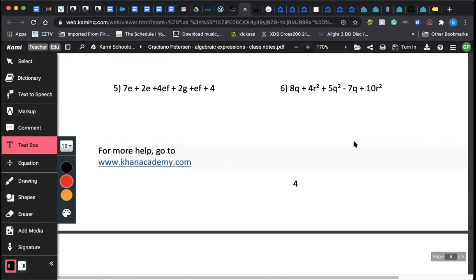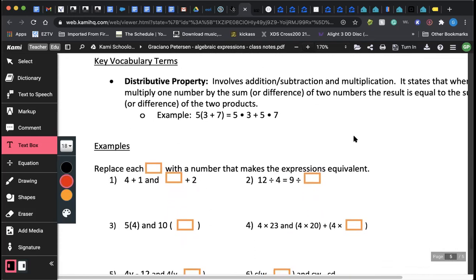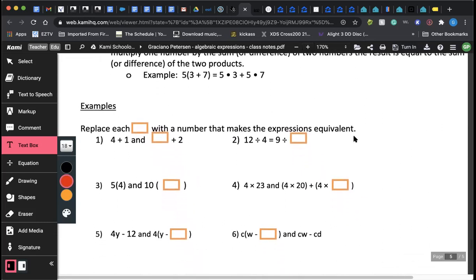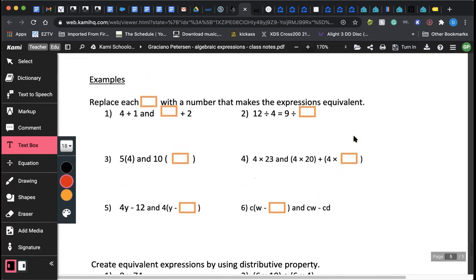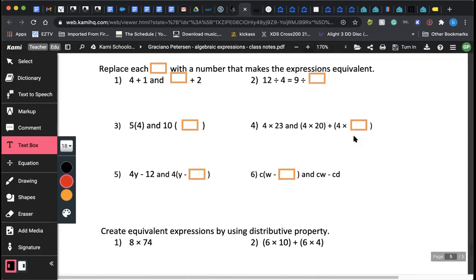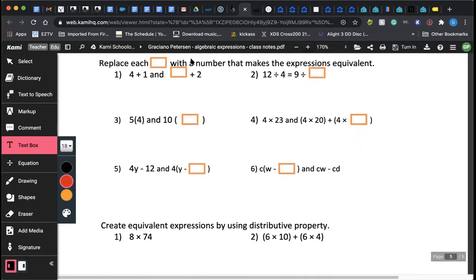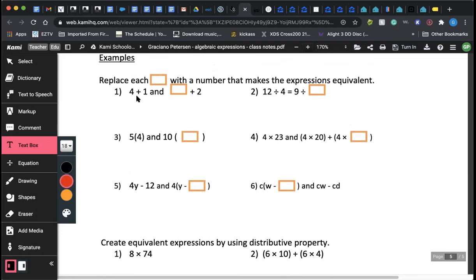All right. And then the last thing here is when we're working with our distributive property and we're trying to make equivalent expressions. All right. So here the idea is I have two expressions that are going to give me the exact same result, right?